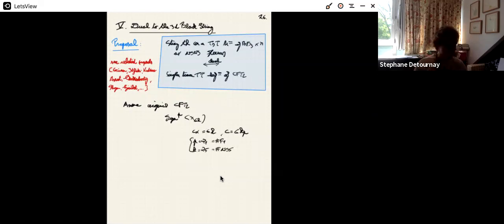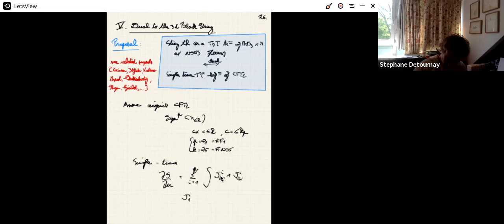So what did we mean by single trace? The single trace deformation is defined by the following equation. That would be the sum over all copies of J_i and J_i bar. So remember that J_i is the one form that packages the stress tensor of each copy.